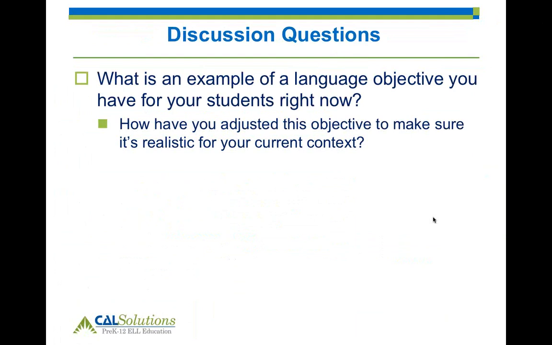So I'd love to hear from you right now. Just what's an example of a language objective that you have for your students? And how are you thinking about adjusting this to make it realistic for your current context? So how has the move to virtual instruction changed your language objectives? Or are they moving ahead as expected? So if you enter those questions or your comments into the question box, I'll ask one of my colleagues in a moment to read those aloud so we can hear some of your responses.